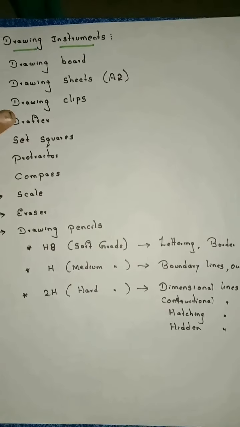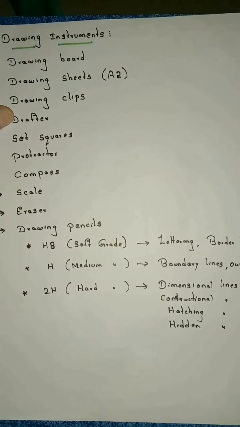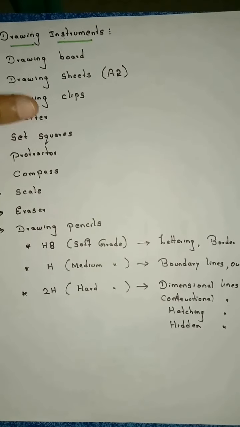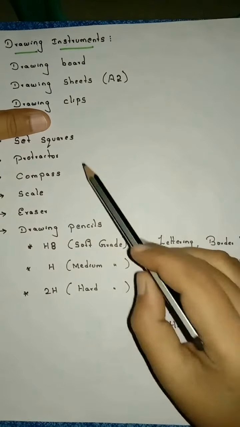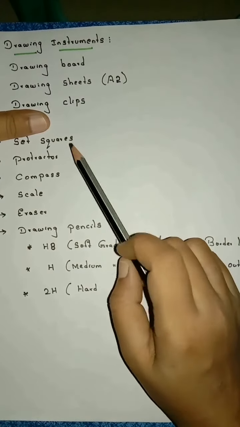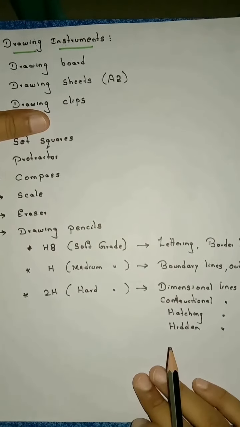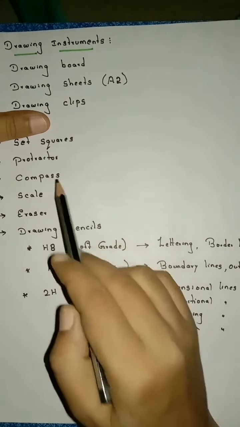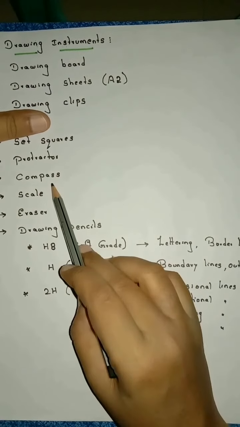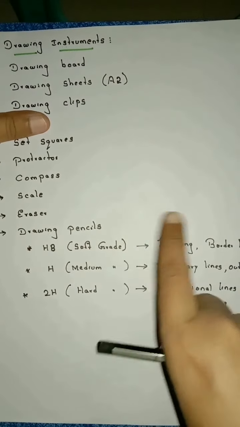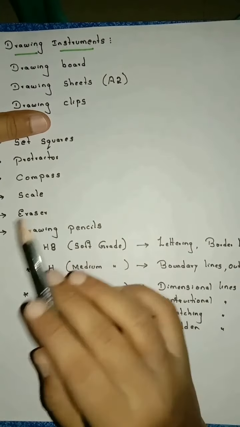Then next one is drafter. This is a very important equipment in engineering graphics. So we will learn about this later, right? Then next is set squares. What is the use of set squares? We know two set squares are there. Set squares are used to draw the parallel lines, right? And protractor is used to measure the angles. Compass is used to draw the arcs, circles, you know that. And scale is to measure the lines.